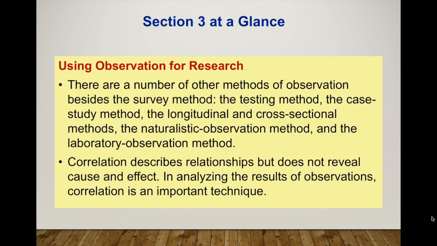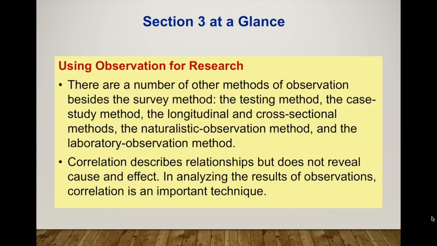This is Chapter 2, Sections 3 and 4. Section 3 will look at using observation for research. There are a number of other methods of observation besides the survey method: the testing method, the case study method, the longitudinal and cross-sectional methods, the naturalistic observation method, and the laboratory observation method.